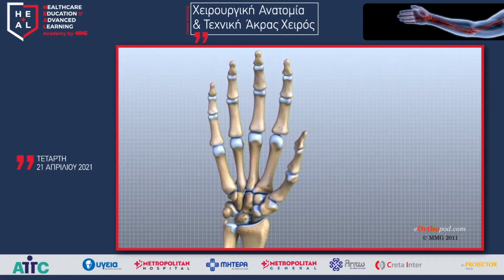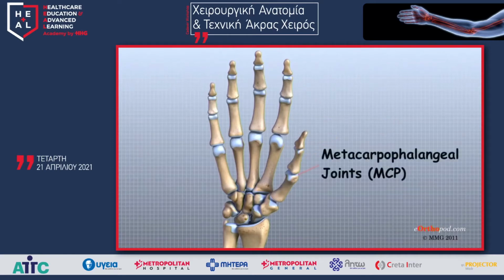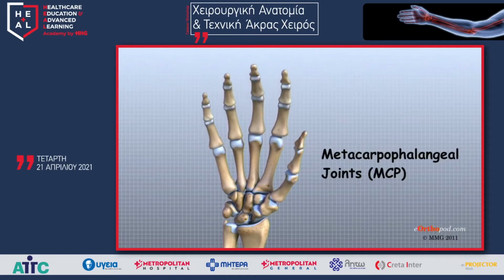Small bone shafts called phalanges line up to form each finger and thumb. The main knuckle joints are formed by the connections of the phalanges to the metacarpals. These joints are called the metacarpophalangeal joints, or MCP joints. The MCP joints work like a hinge when you bend and straighten your fingers and thumb.